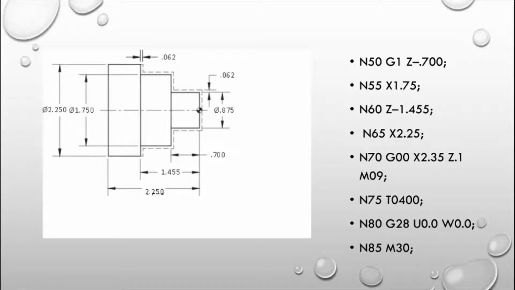The further code is N50, the sequence number, G01 is linear interpolation. Linear interpolation is a G code that shows our cutting tool comes from the past position to the present position in a linear direction, not fast, it comes slowly. The position of Z is minus 0.700, that cuts the material.